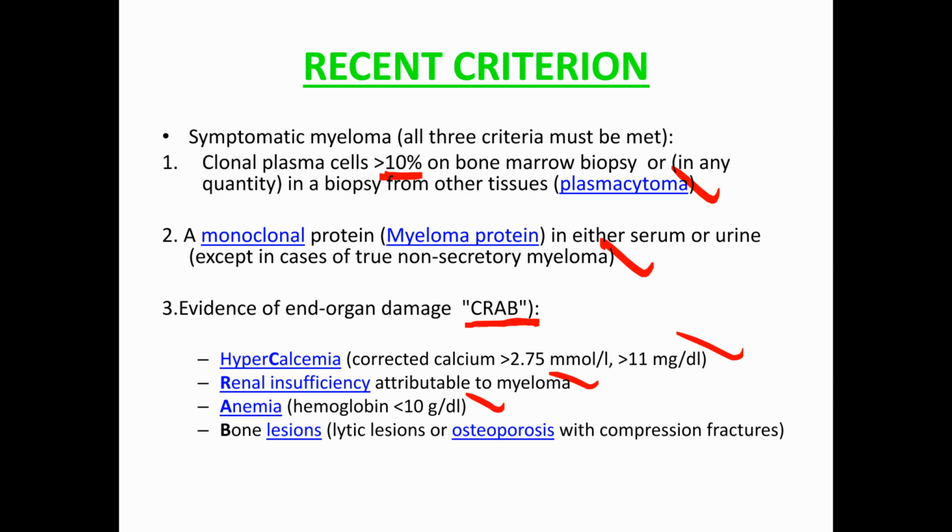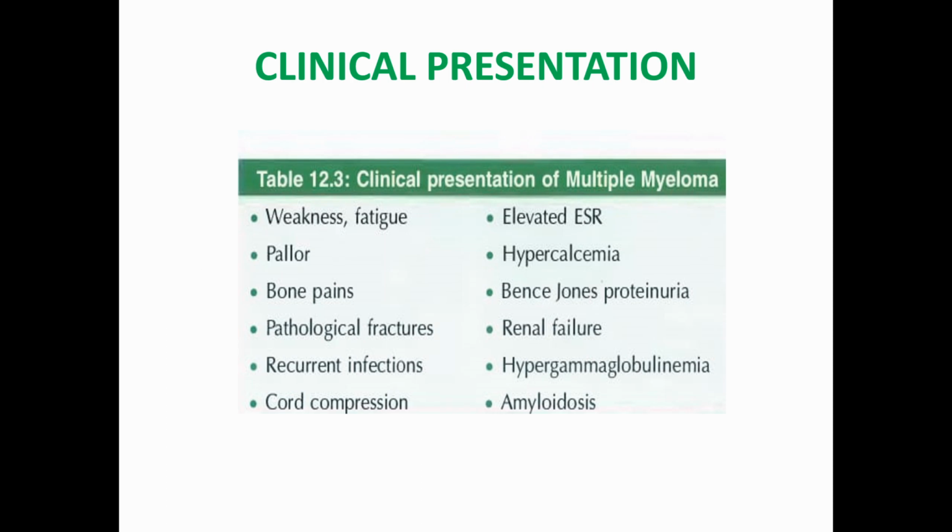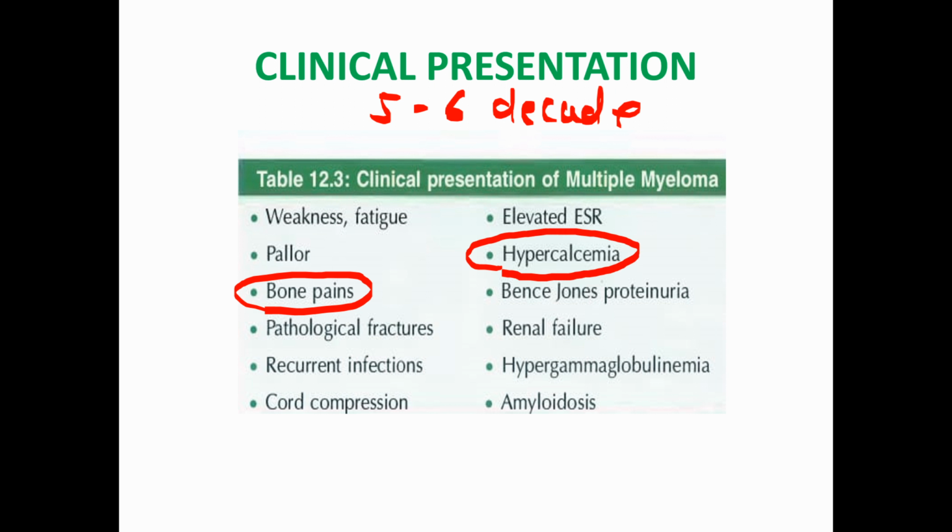And the fourth is multiple bone lesions. Why are there multiple bone lesions? Because of excessive activity of osteoclasts. So what is the presentation of a multiple myeloma patient? Generally in the 5th to 6th decade, mostly after 50 or 60 years of age, patients present with multiple bony fractures or bone pains because of osteoclast activity. As osteoclasts are activated, there is increased serum calcium, that is hypercalcemia. Deposition of light chain leads to Bence Jones proteins and renal failure.